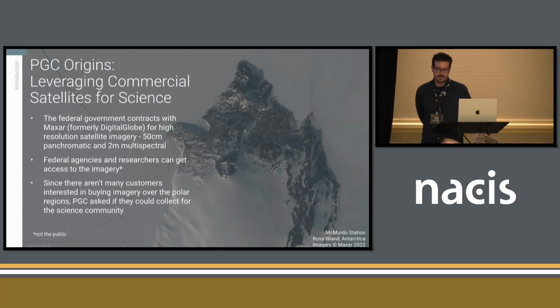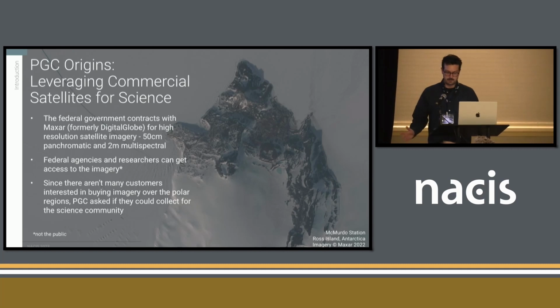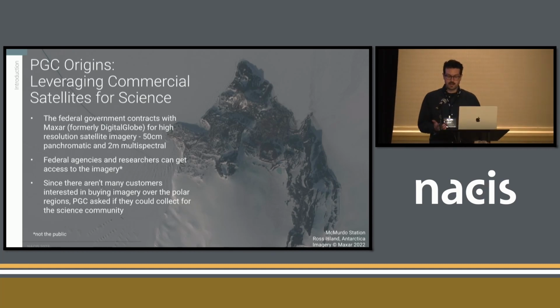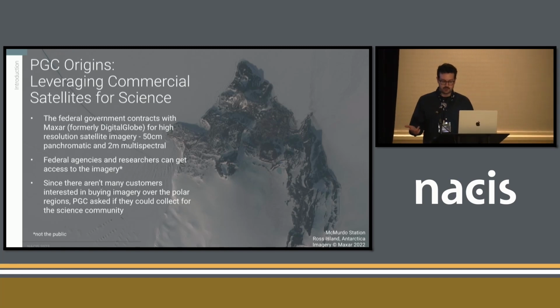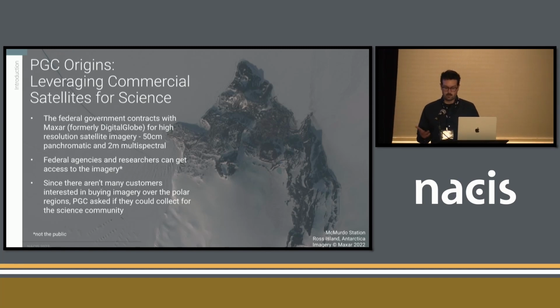These satellites collect imagery of the entire planet at about 50 centimeters per pixel resolution in the panchromatic band and about 2 meters in the multispectral band, so very high-resolution images. Through this contract, federal agencies and researchers can access the imagery for government or research purposes. An important note, though, this imagery is licensed from Maxar and not freely available to the public, unfortunately, despite the US government being the primary source of revenue for the company.